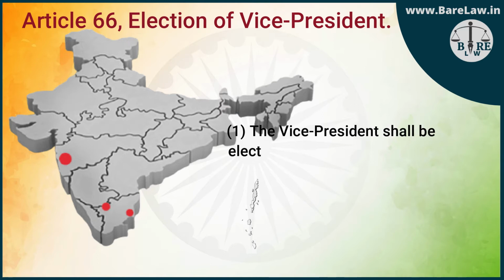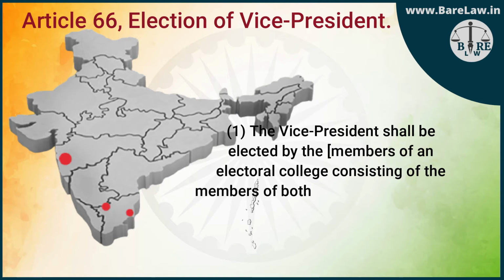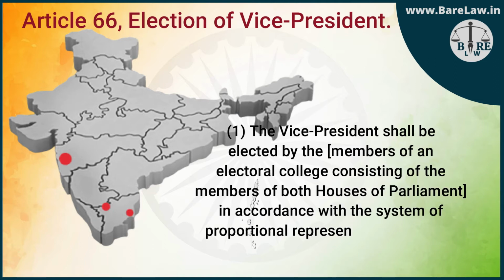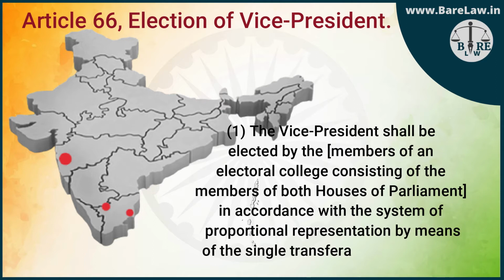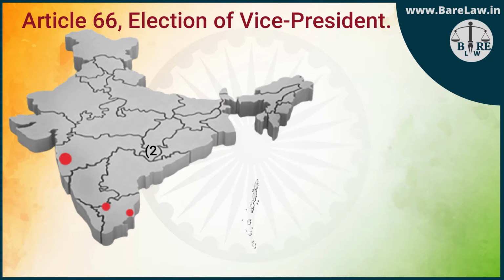Subclause 1. The Vice President shall be elected by the members of an electoral college consisting of the members of both Houses of Parliament, in accordance with the system of proportional representation by means of the single transferable vote, and the voting at such election shall be by secret ballot.